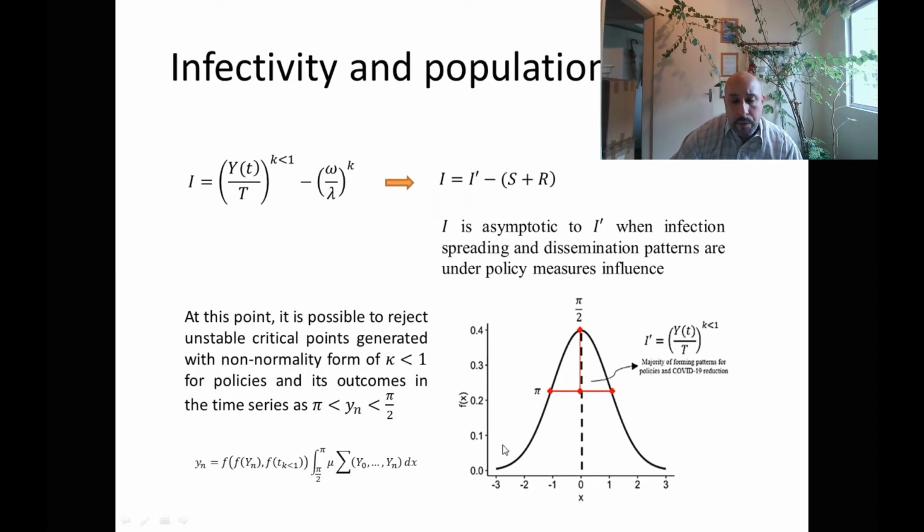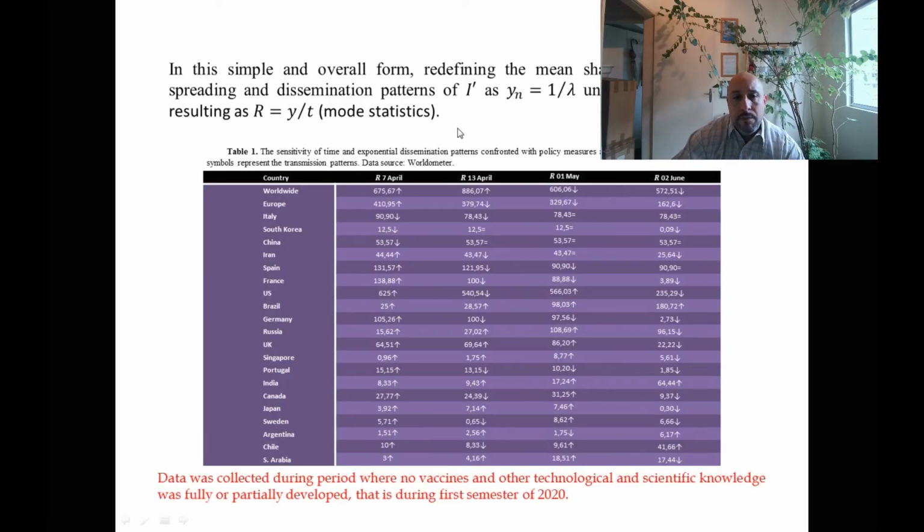And at this point, we're going to get this region of analysis, and it is possible to reject unstable critical points generated by non-normality that are apart from the condition of viable parameterization for policies only. This region of analysis and the equation that describes our analysis here, we can get here mainly a basic statistics form of analysis. And how did we project it?